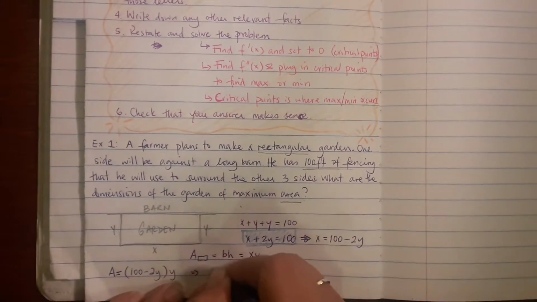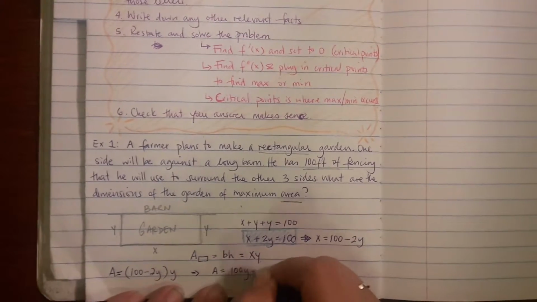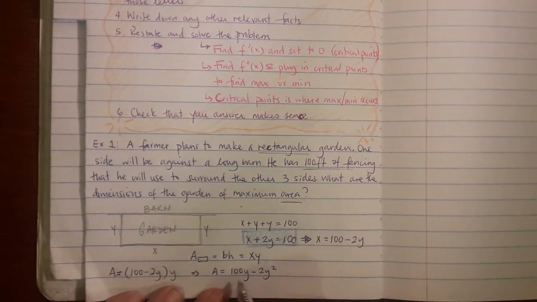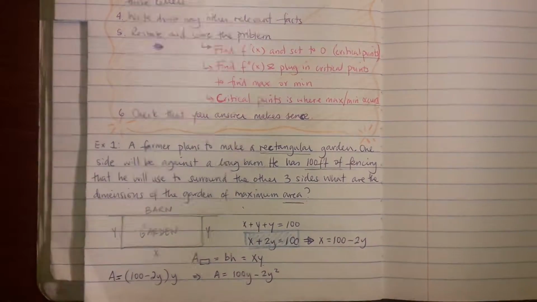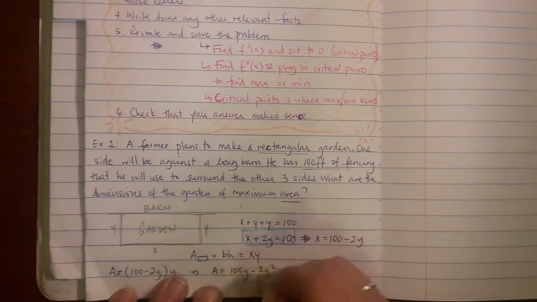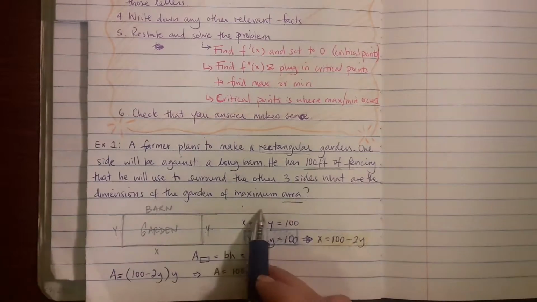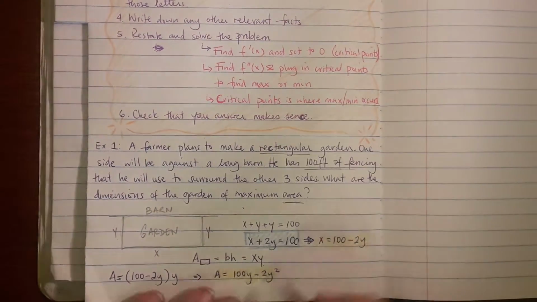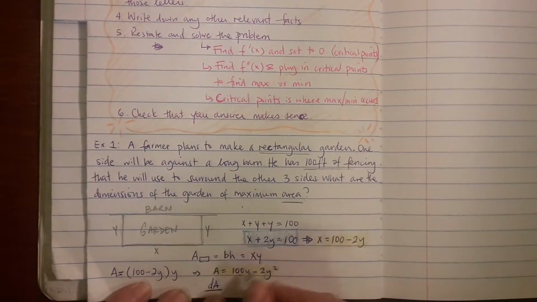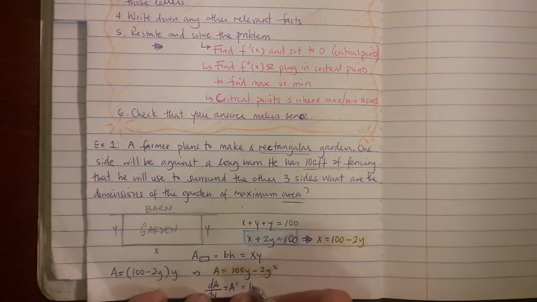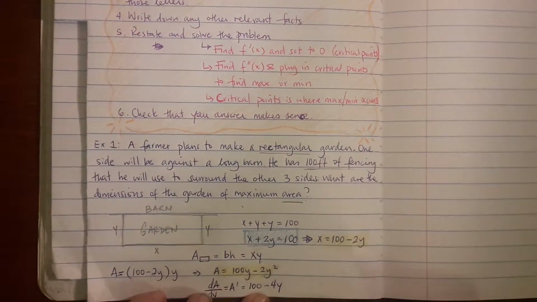Now that we have that, the area, remember, is X times Y, and X is 100 minus 2y. That's going to be 100y minus 2y squared. Now we're going to take the derivative of that and put it equal to 0 to find our maximum or minimum. So the derivative of A with respect to what letter? Y. The derivative of A with respect to y is going to be 100 minus 4y. And that needs to be equal to 0 in order for us to find our critical point.